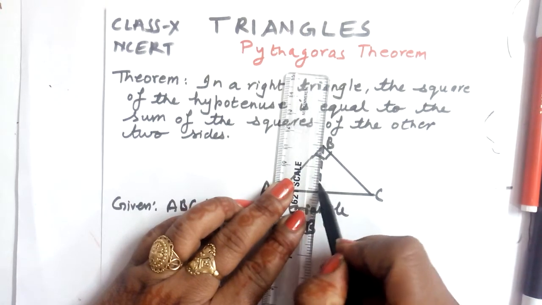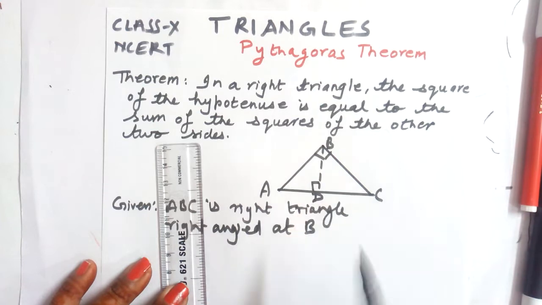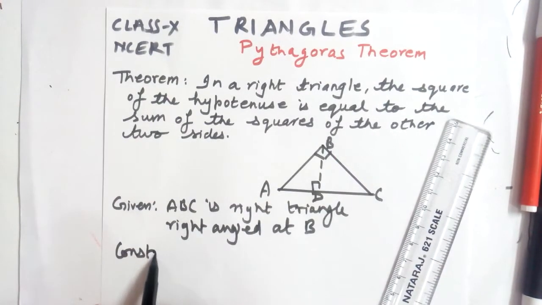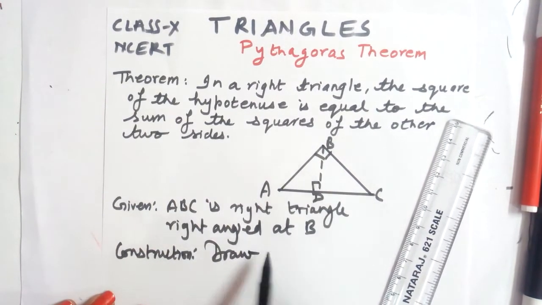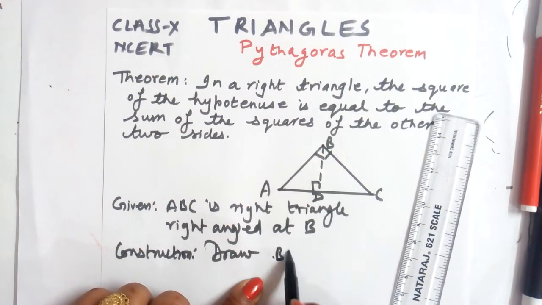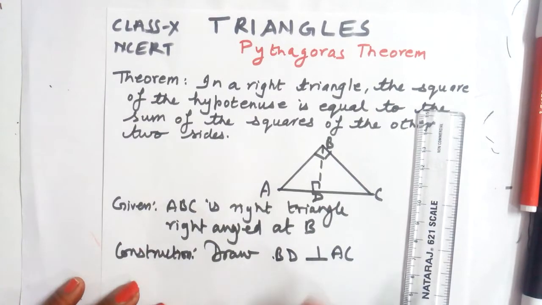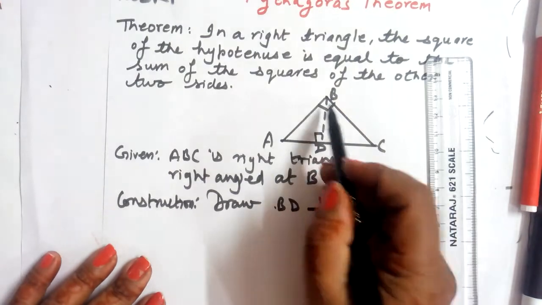Okay, now let's draw a perpendicular. Suppose this is D point. Yes, so construction, what we have done, draw perpendicular BD on AC. Okay, now if we see here, we have drawn this construction.